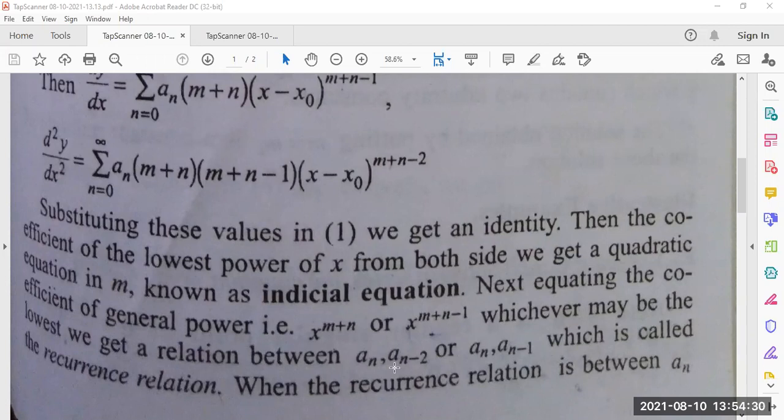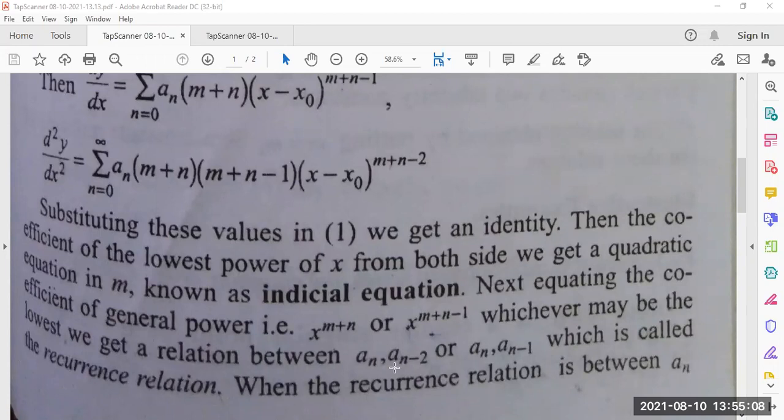After putting the values of y, dy/dx and d2y/dx2 in equation number 1, we get an identity. Then if we equate the coefficient of the lowest power of x on both sides, we get the quadratic equation in m, which is known as the indicial equation. This quadratic equation involving m, after solving it, we get the two roots of m, that is m1 and m2.